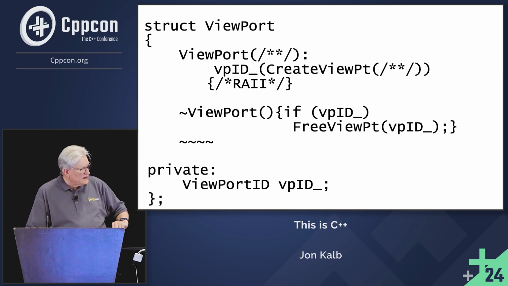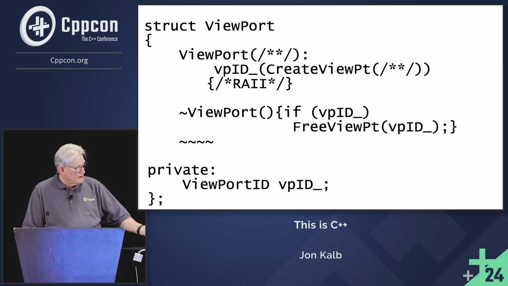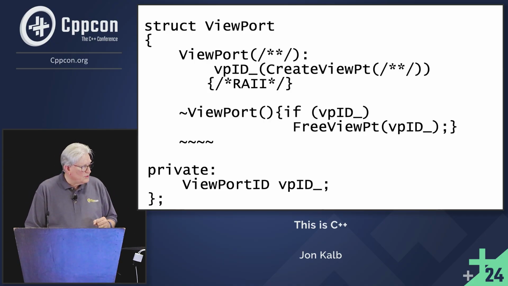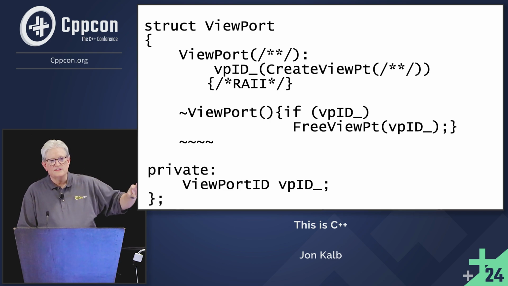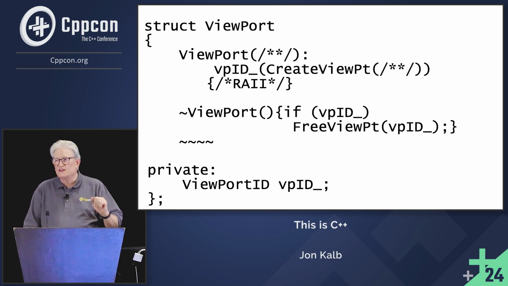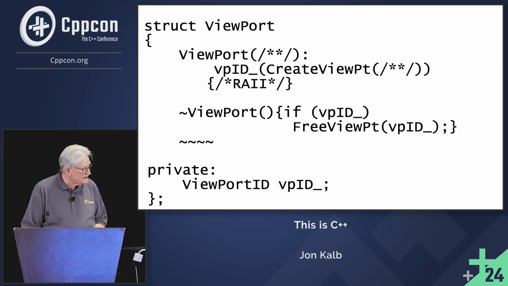So we create this thing called viewport. The constructor calls create viewport. It has a single data member here that's the viewport ID. And then in our destructor, we call free viewport. And then we have a whole bunch of accessors to get the dimensions and things like that from this object. Does everybody see what we're doing here? All right, perfect mapping, great.